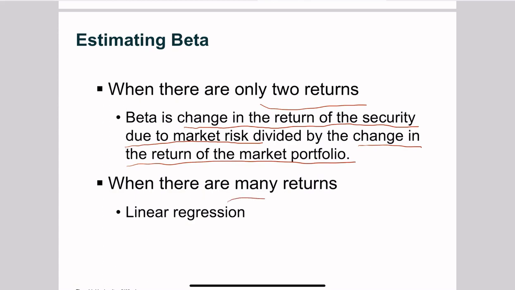And when there are many returns, you would use linear regression. At this stage, these statements may seem vague. So we will look at some practices and clarify things up. I also want to emphasize that you have to be careful with this case with two returns. Beta is defined by the change in the return of the security due to market risk. This is important.